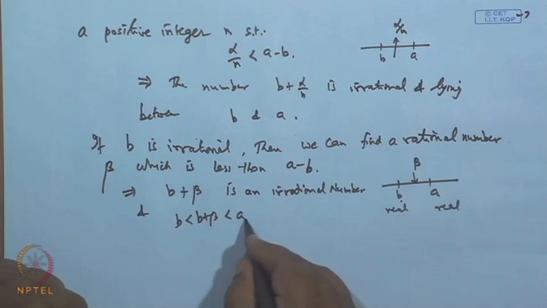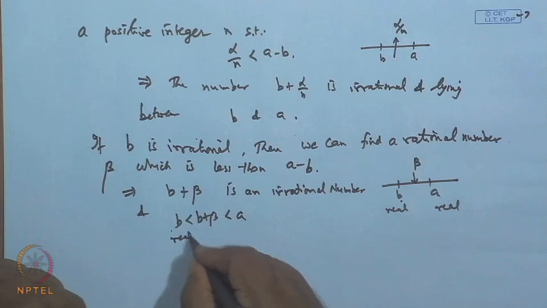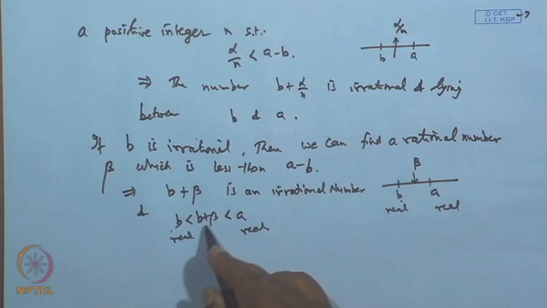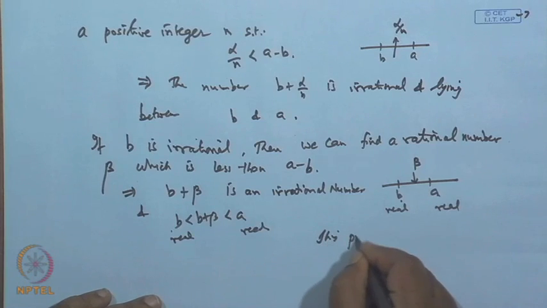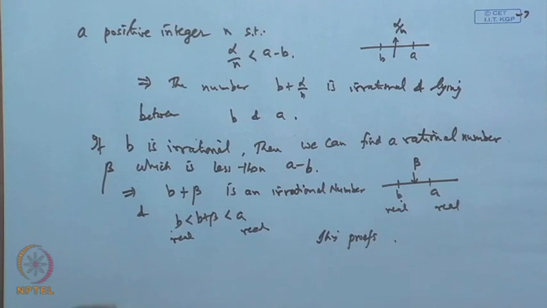So, in between two reals, we can identify an irrational point again. So, therefore, this proves the result. Okay? This proves the whole thing. Is it okay?